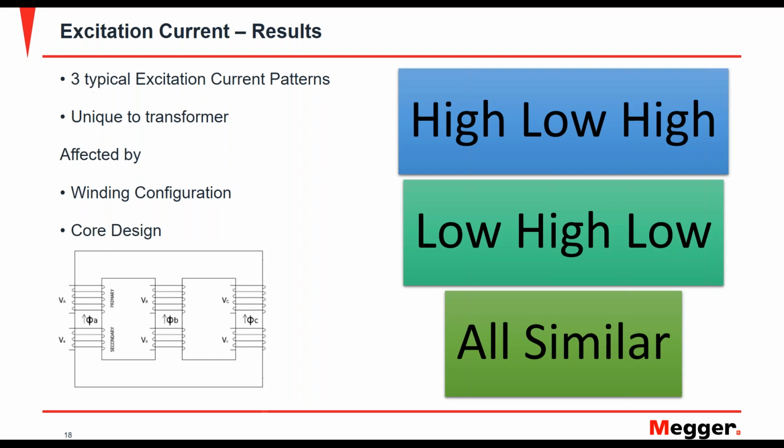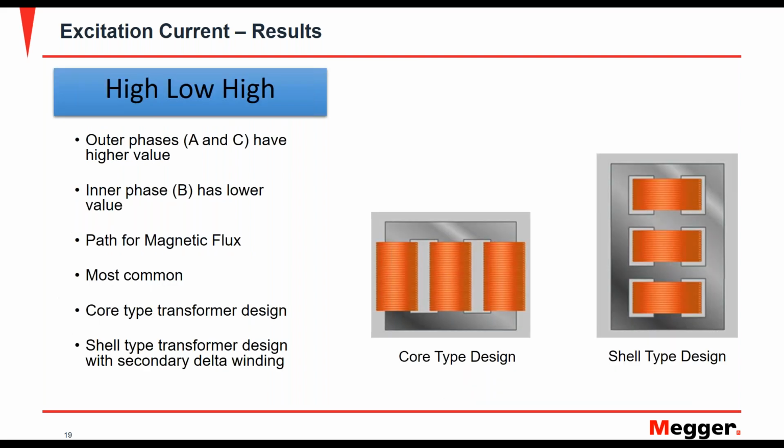Now, note here that the current patterns can be affected by different aspects, such as winding configuration and core design. We introduced those terms in the beginning of the presentation as something that would affect excitation current. So we'll look at that in detail. Let's look at the high-low-high pattern to begin with.